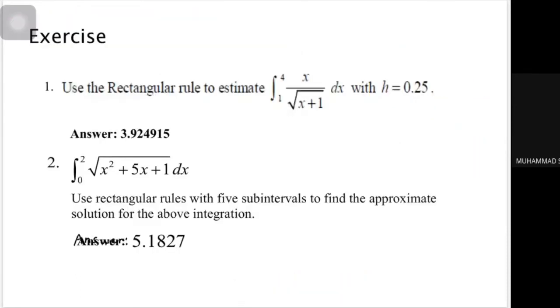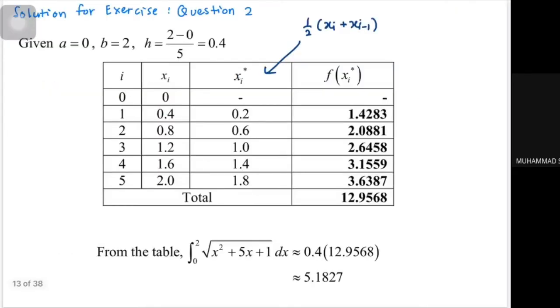Okay, the second exercise. Given this is your f(x), this is your A and this is your B, use the rectangular rule with 5 subintervals to find the approximate solution. With 5 subintervals, your h will be 0.4. Write in table form: i, xi, xi*, f(xi*), A, B.